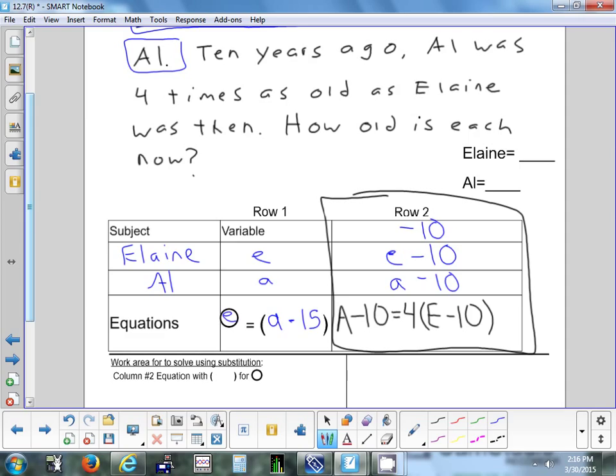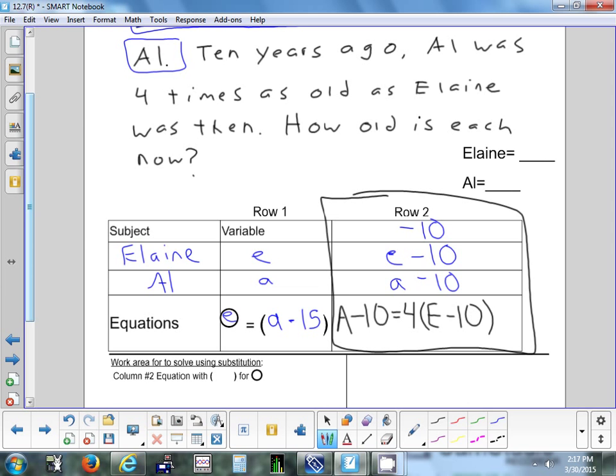Here's Al, here's the past, A minus 10. Al in the past, right now, is A minus 10. Was means equals. Was 4 times, all right? 4. I think Isaiah was telling us earlier, put the number on the outside, then put your parentheses, and then as old as Elaine was then. Elaine is E minus 10. So we plug it in. That's all we did. When you get to that second sentence, you want to plug in this information. That's all you want to do.